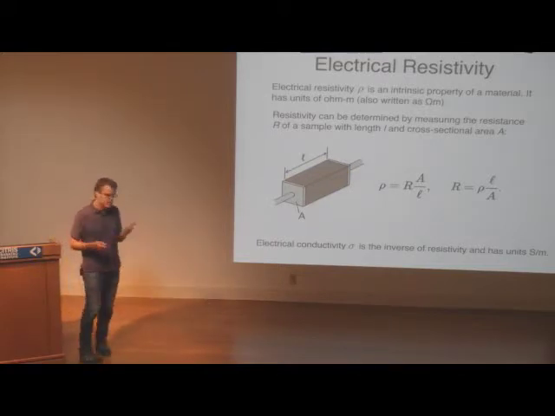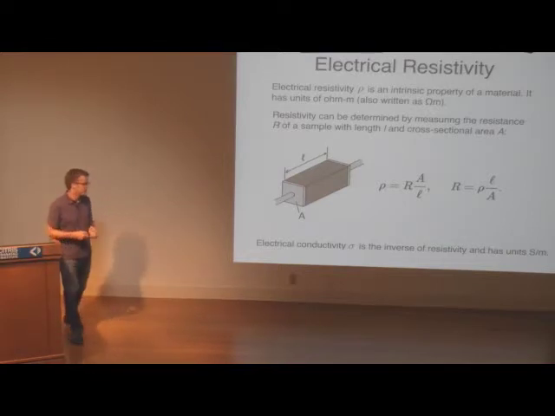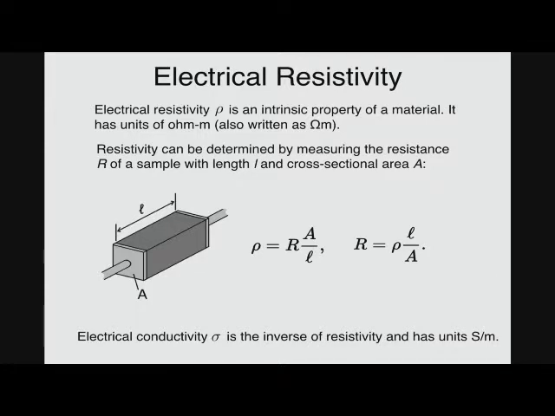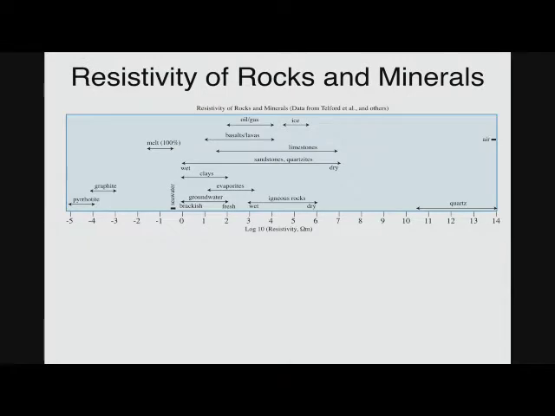Okay, and so in electromagnetics, we tend to flip back and forth between talking about resistivity and talking about conductivity, and they're basically the same thing. One is the inverse of the other. So 1 over rho is the conductivity, and we tend to write conductivity as the symbol sigma. And you'll see me switch back and forth between those. So resistivity has units ohm meters, and conductivity has units of Siemens per meter.